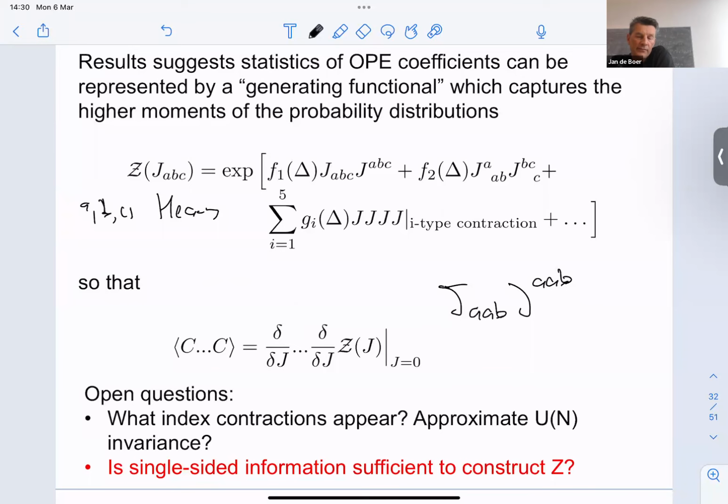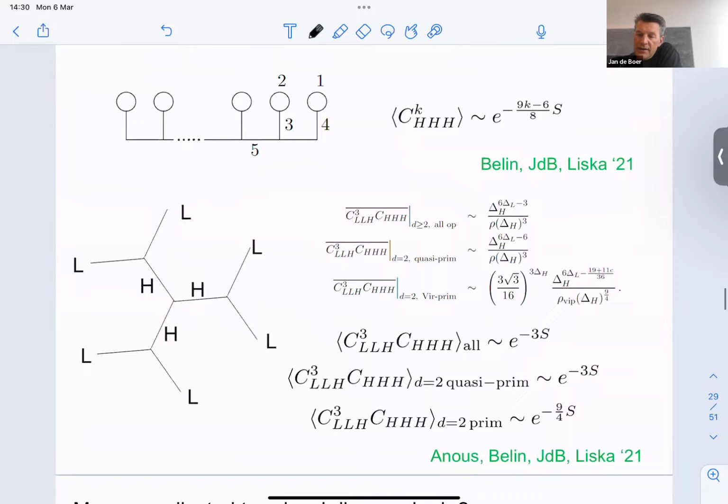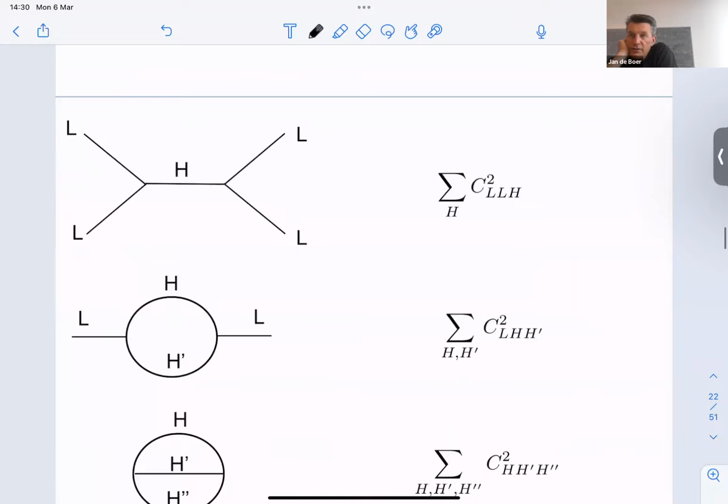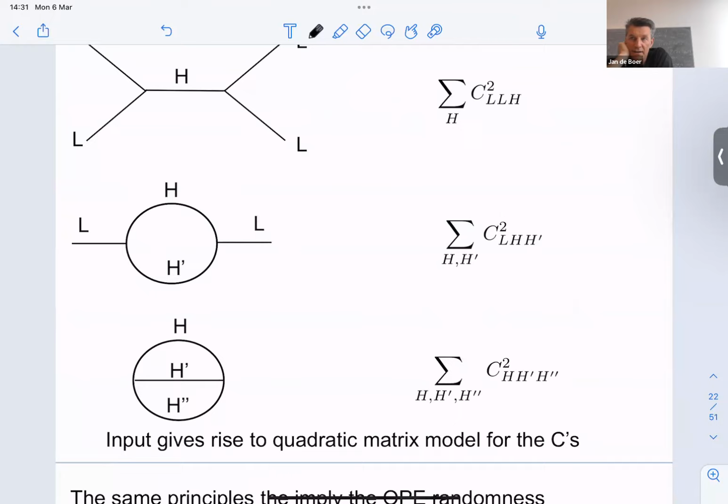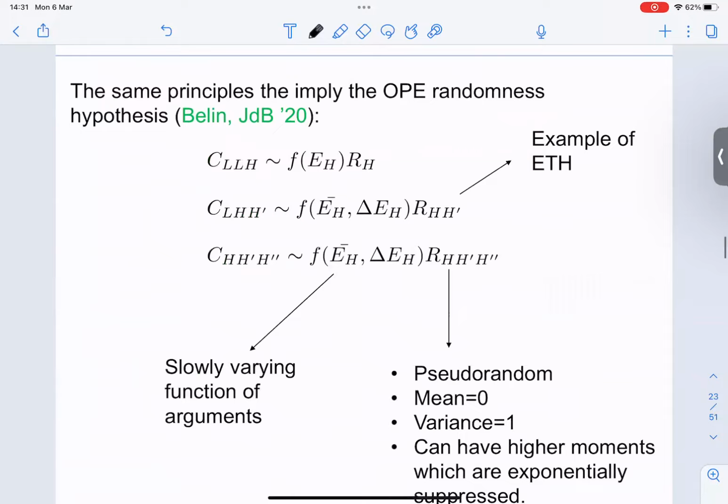Because these computations here always involve sums over these heavy indices. And that's why in these matrix models, you always get a sum over heavy indices. So these labels, I should maybe just have called them H and H prime and so on, they precisely represent these heavy indices. Okay, thank you. Yeah, thanks, I should have said that.